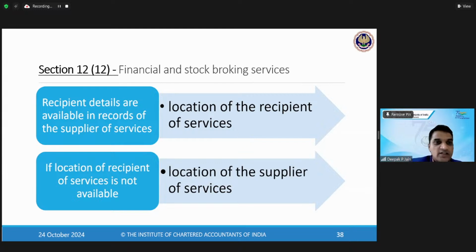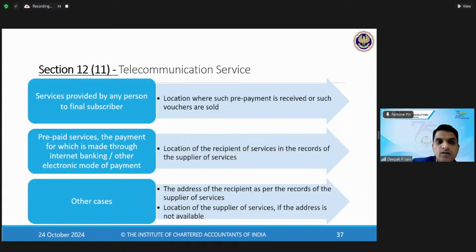That is telecommunication services. Now, somebody was asking about internet banking. Can you please repeat your question?